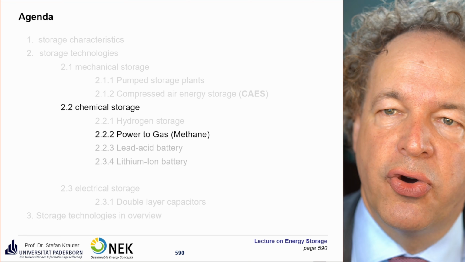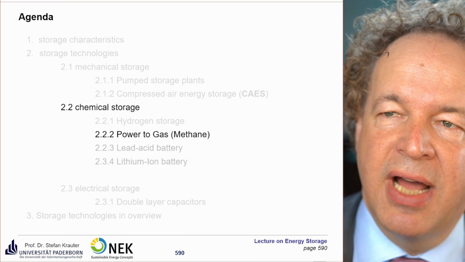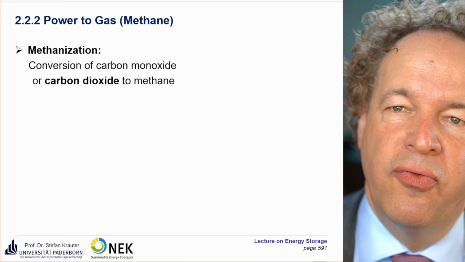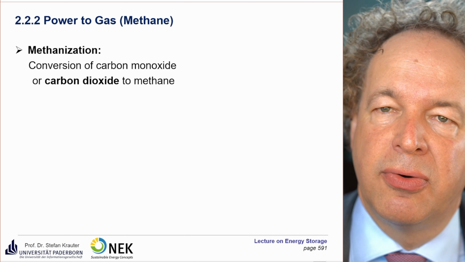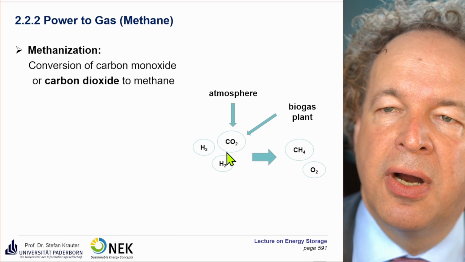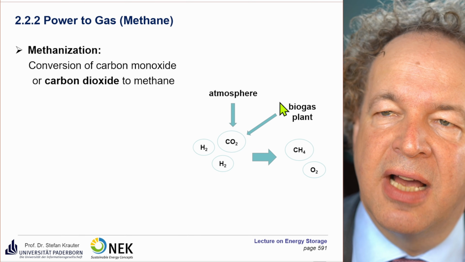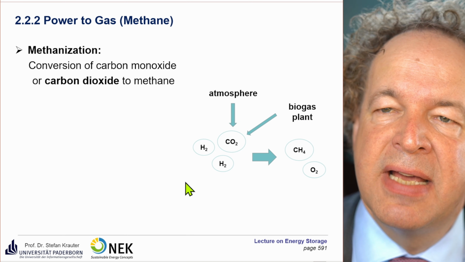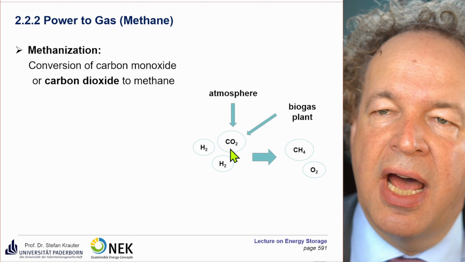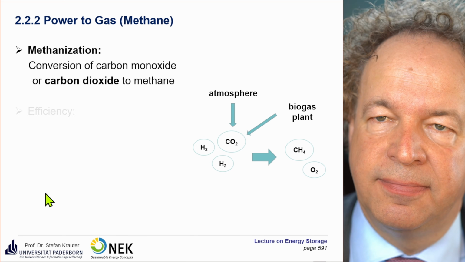Now we go over to the conversion to artificial or synthetic methane. Often the expression power to gas is used for that. So we convert carbon monoxide or, in particular, carbon dioxide into methane. We have our atmosphere with some content of CO2, which is relatively low. Better if we take the carbon dioxide, for example, directly from a biogas plant. Then we have our generated hydrogen, and together with carbon dioxide we form methane, and we have leftover oxygen.